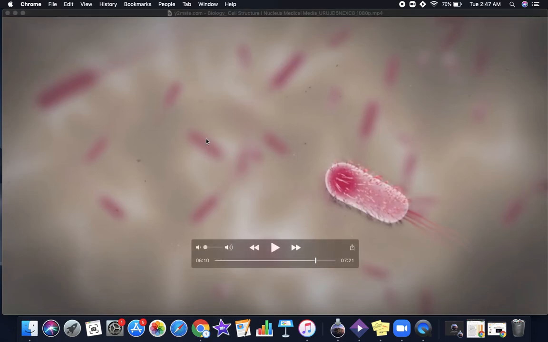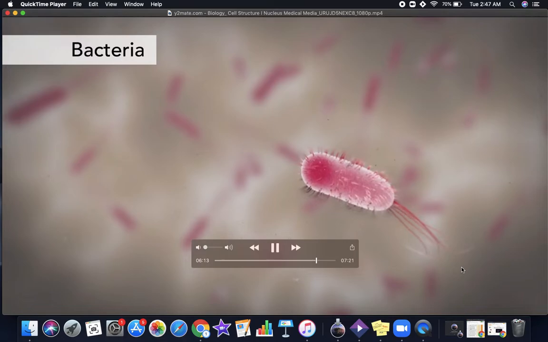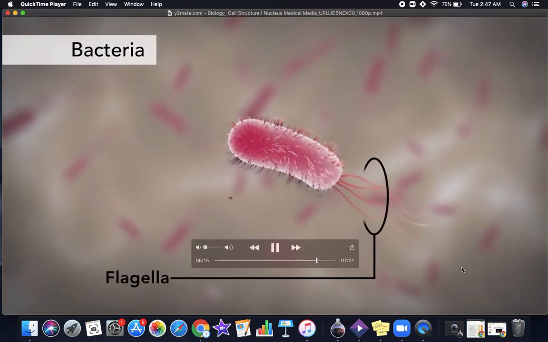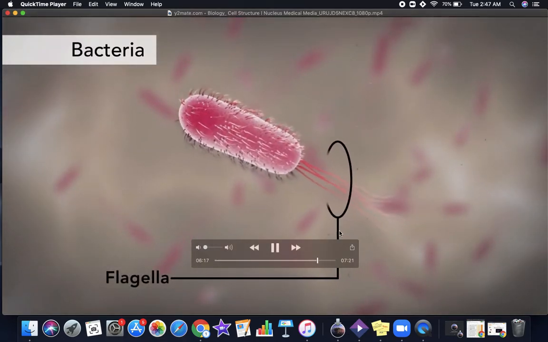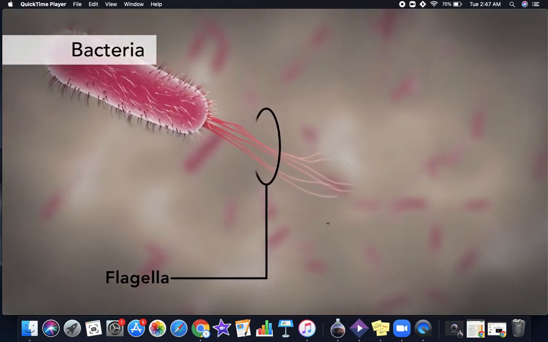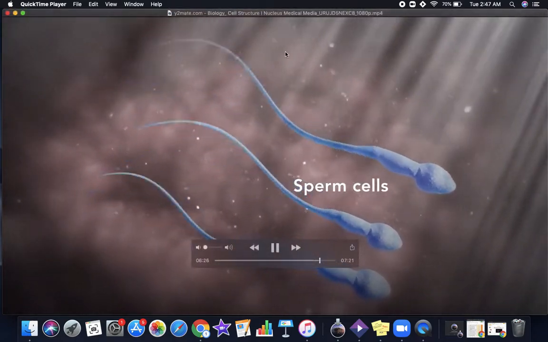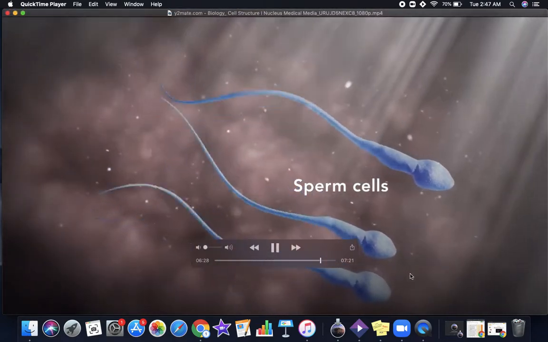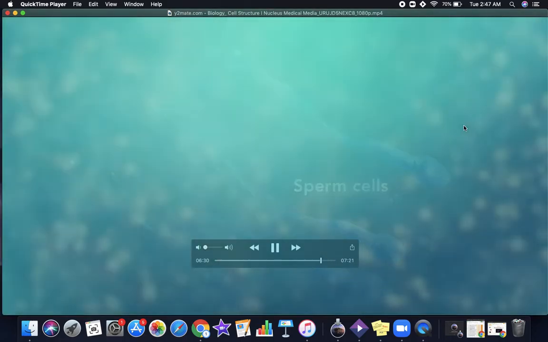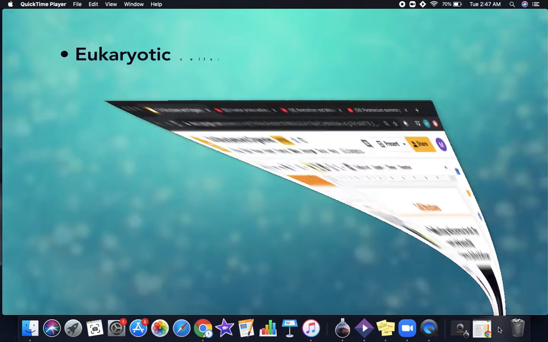All right. So you guys can see here on a bacteria cell that it allows the cell to swim from one place to another as they move, right? And then the next one that we're going to be looking at is the sperm cells. See how they whip their tail as they swim from one place to another. Remember, this is the only cell in the human body that has flagella in it.